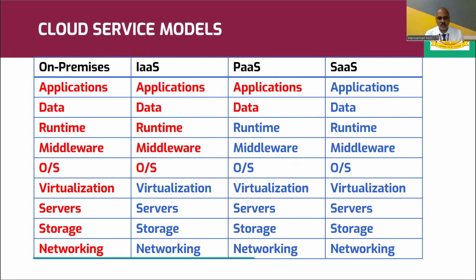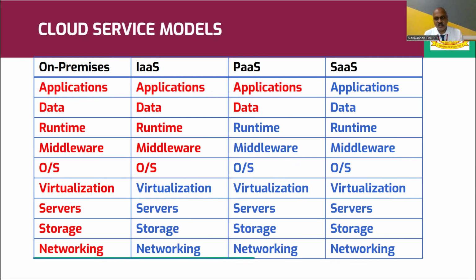Okay. And the three services which I have mentioned. Infrastructure as a service: whatever I have mentioned in red color is managed by you, right? Applications, data, runtime, middleware, and operating system are managed by you. And the remaining part related to hardware, infrastructure, virtualization, servers, storage, networking is managed by the cloud provider, right? And the next service, PaaS, platform as a service: applications and data are the only things managed by you.